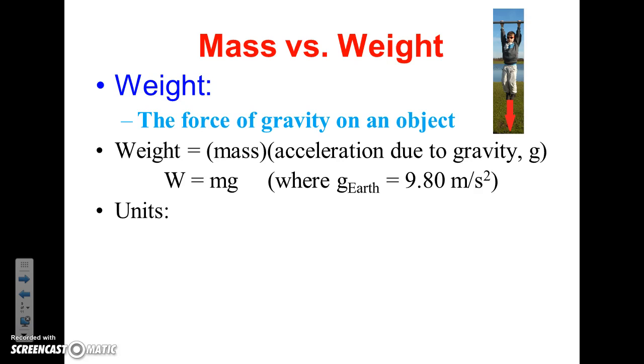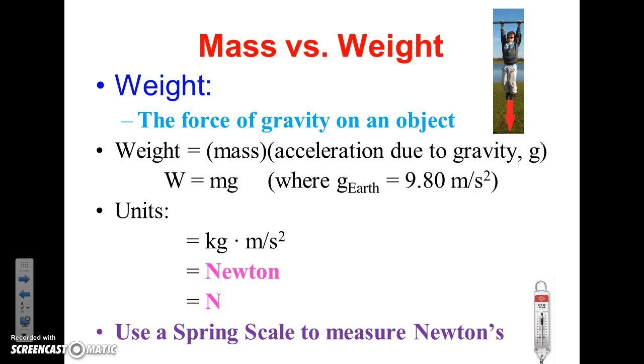The units for weight, when you do the math, you're going to end up with a kilogram times a meter per second squared. Kilogram being the unit for mass and meter per second squared being the unit for acceleration. That kilogram times a meter per second squared is known as a Newton. And we abbreviate the word Newton with a capital N. It's a capital because it's named after a person. The way that we measure weight is with a scale. In this case, a spring scale.